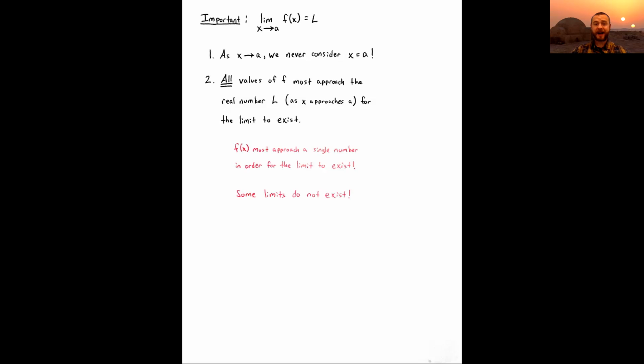Now, what the second remark is alluding to is we're going to see eventually that some limits do not exist. So we have to have every function value approaching the same real number L for the limit to exist. If the function value approaches two or more different values, then the limit would not exist. We'll elaborate and build on that as we go with some further examples.